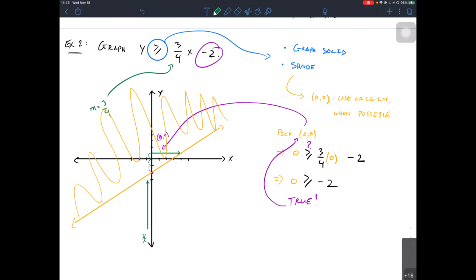And just for clarity purposes, remember, you would never choose points on the graph to pick. You can use 0, negative 2, right? That's on the graph. That doesn't give us any distinction in terms of where to shade. Same with this other point that we had, 1, 4, right? You don't use those, right?